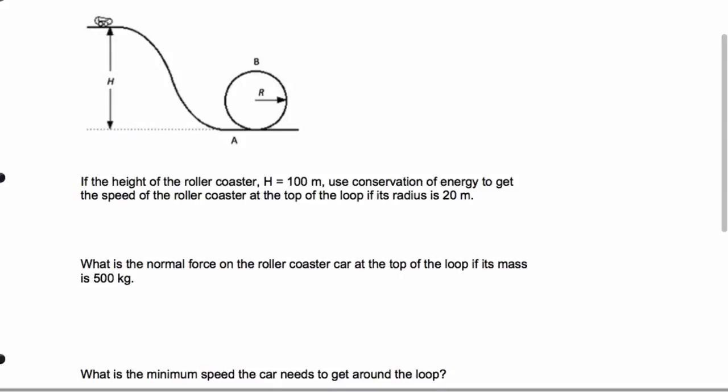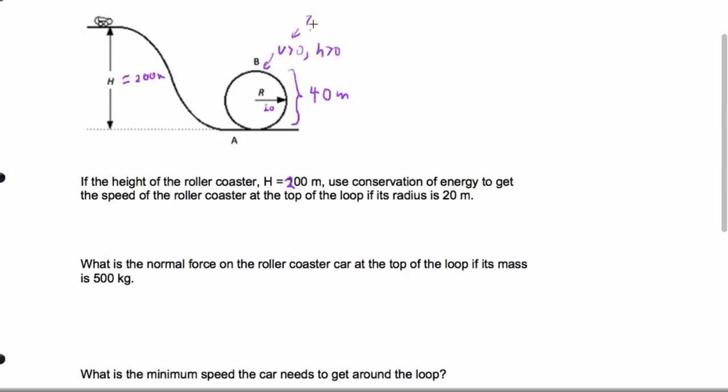So we have a roller coaster with a height of 200 meters. And we want to get the speed of the coaster at the top of the loop if the radius is 20. So let's be clear. This is 200 meters. The radius is 20. And let's be clear on something else. The height here, this is actually 40 meters worth of height for the loop at point B. So we want to get the speed at the top of this loop here. We want to know what that is.